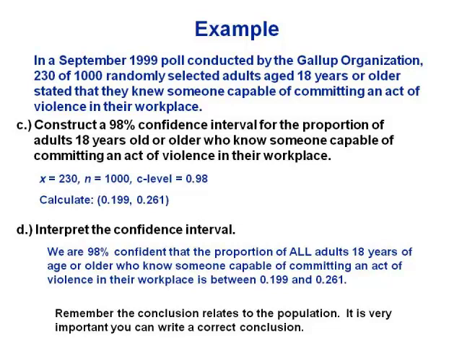So we are 98% confident that the proportion of all adults 18 years old or older who knew someone capable of committing an act of violence in the workplace in 1999, because that's the year the poll was done, is between 0.199 and 0.261. I didn't say the specific thing about 1999 on the slide, but keep that in mind. This study was done in 1999, so we can really only use it to talk about the whole population in 1999.